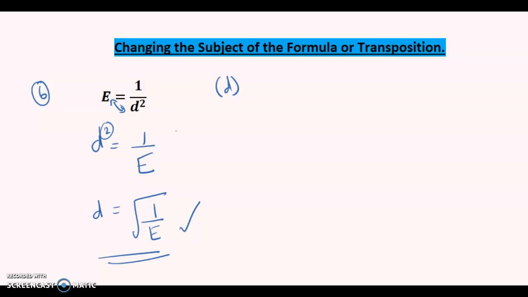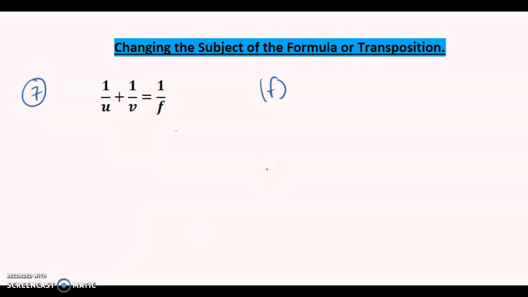This is the answer. So in example 7, we need to make f the subject of the formula. f is already on one side, yes, but f is the denominator here. It's not f over 1, it's 1 over f. So no, we don't like this. So we can't just flip this and flip everything on the side. No, it doesn't work like that.